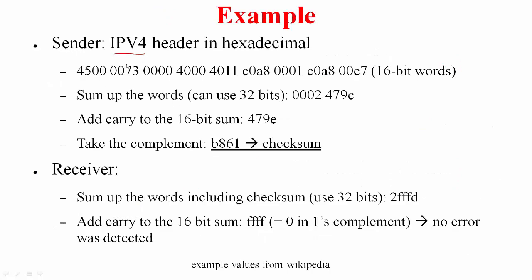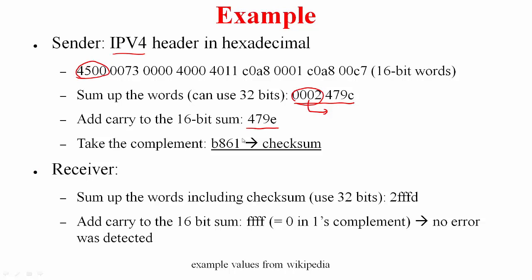So IPv4 header, I'm representing in hexadecimal. Hexadecimal, each 4 bits is represented in this fashion. So this word is a 16-bit word, and there are many such words over which I want to calculate the checksum. So the first thing I'm going to do is add them up. I can potentially use 32 bits to add them up, and this is the addition result. So I have some carryover. Now this carry is added back to this sum, the 16-bit sum. So since this is a 2, the C has become E. So this is the ones complement addition over the 16 bits.